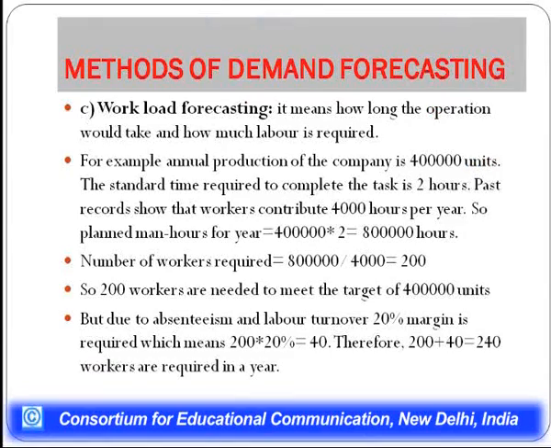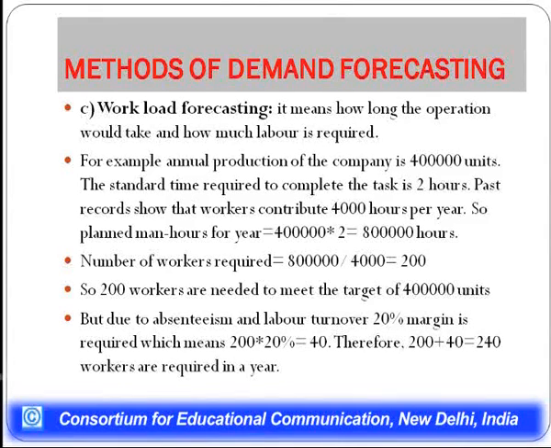It means how long the operations would take and how much labor is required. For example, the annual production of the company is 4 lakh units. The standard time required to complete the task is 2 hours, and the past records show that the workers contribute 4,000 hours per year. So, the planned manpower hours for the year would be 4 lakhs multiplied by 2, that is 8 lakh hours.